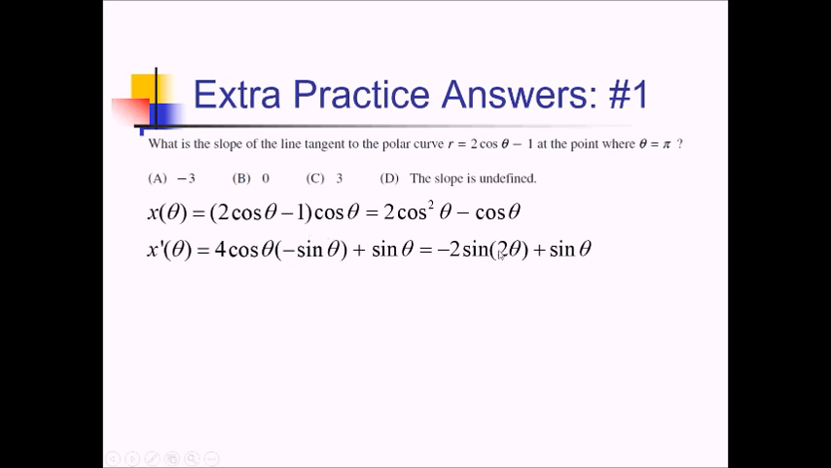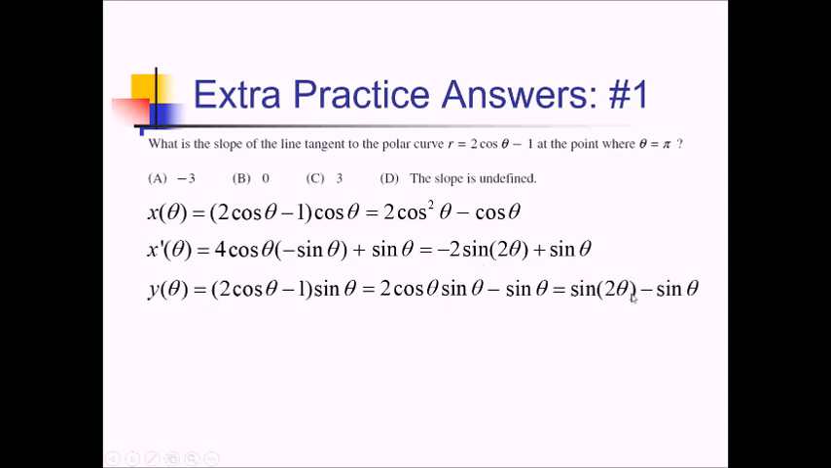Okay, let me go ahead and find y now. Y of theta, that's in general going to be r sine of theta. So 2 cosine of theta minus 1 quantity times sine of theta. Distributing that before I take the derivative, we've got 2 cosine of theta sine of theta minus sine of theta. This expression here is equivalent to sine of 2 theta, double angle identity being used again. We get a lot of mileage out of that one on these problems.